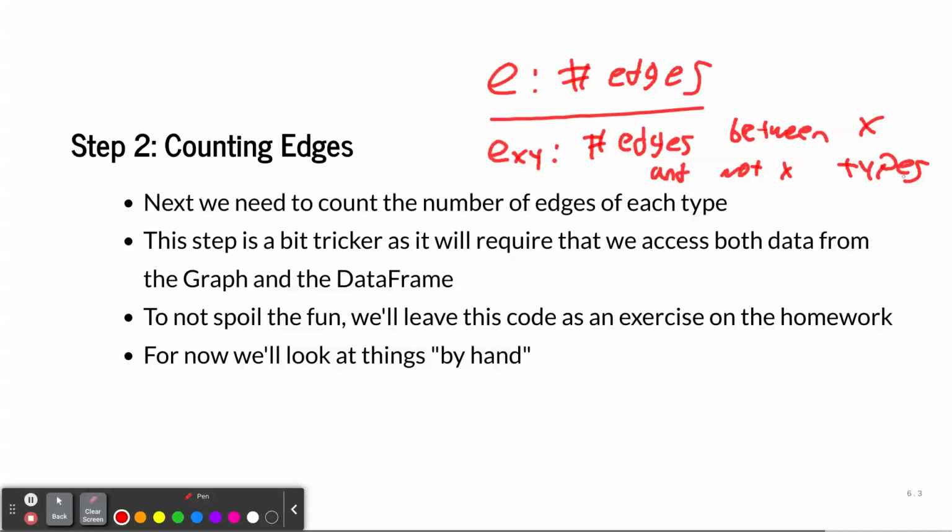This step is a little bit trickier than what we just did because it's going to require that we access data from both the graph and the data frame at the same time. And to not spoil the fun, we're actually going to leave this as an exercise that we'll come back to later, either as homework or later in this notebook. For now, we'll just look at how we might do this by hand.